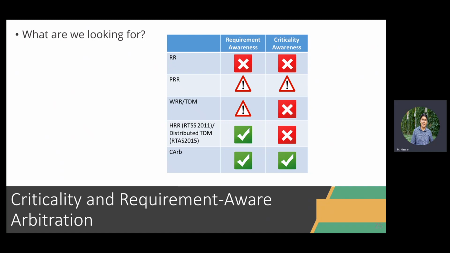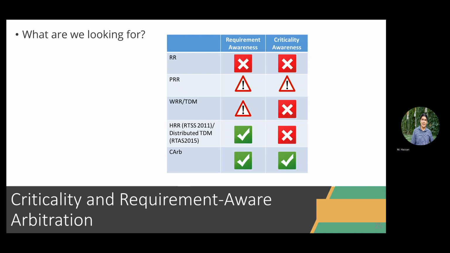Okay, so from a criticality awareness perspective, round robin is not requirement aware. Why is round robin not requirement aware? Let's make sure you all understand. Yeah, because it gives an equal number of slots to everyone. The same thing for TDM. Round robin and TDM are the same thing in terms of requirement awareness and criticality awareness. It's not criticality aware because it does not have any different criticality. Everyone gets the same service.